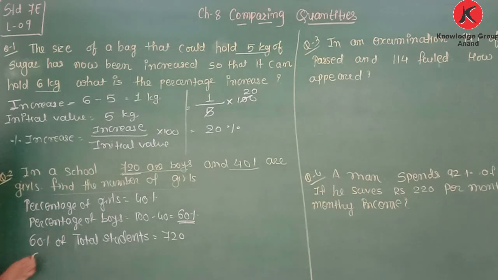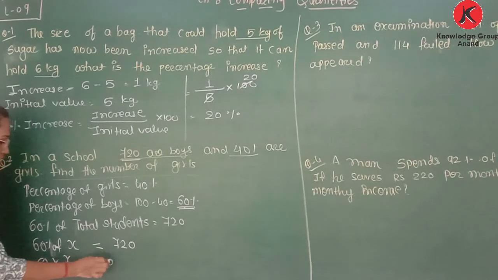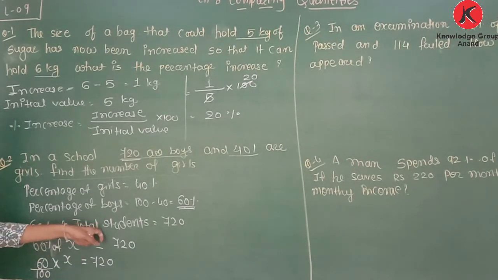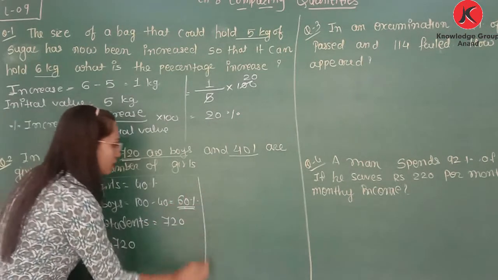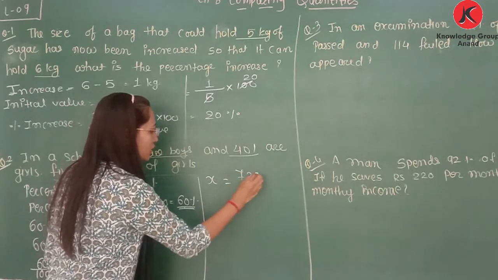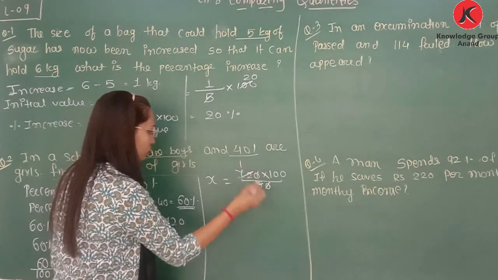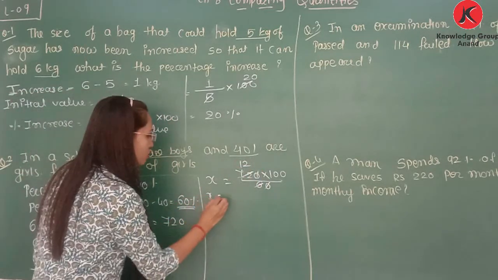Clear? Now we don't know the total students, so we can write it as X. 60% of X is equal to 720. 60% means 60 by 100. Of means multiplication. Now we need to find the number of students, that is X. So X is equal to 100, that is, the divide becomes multiplication, with 720 and 60 in the divide. 12. So X is equal to 1200.